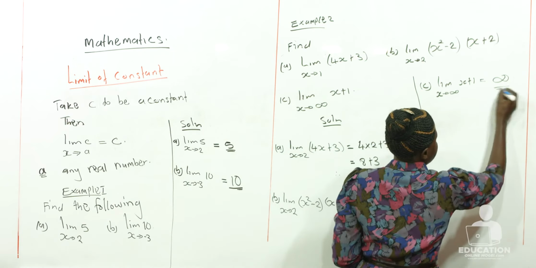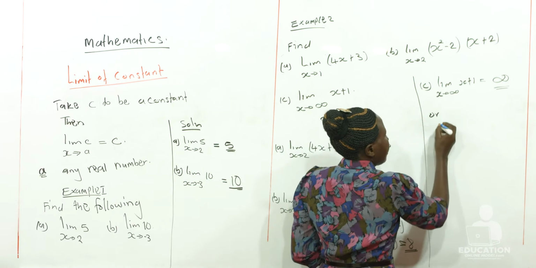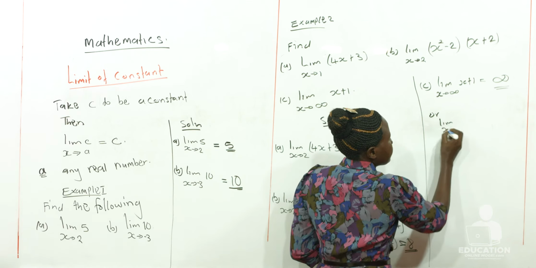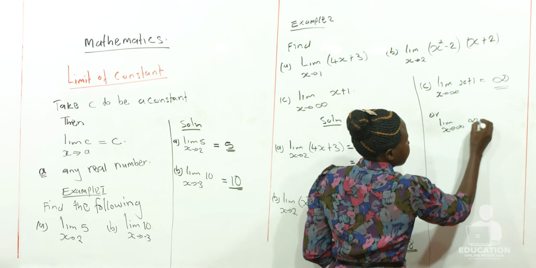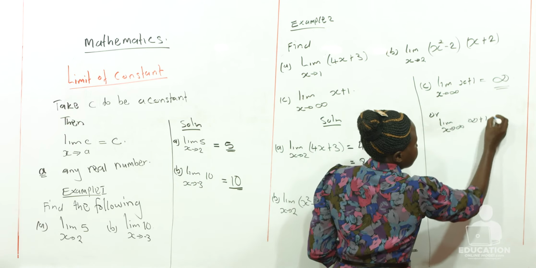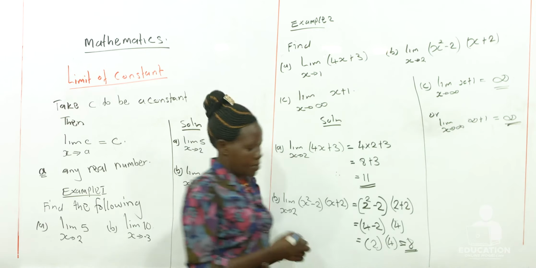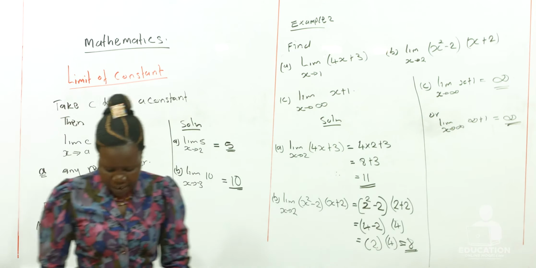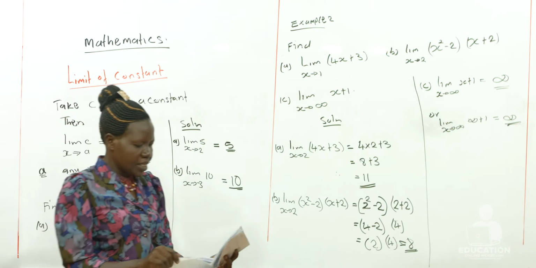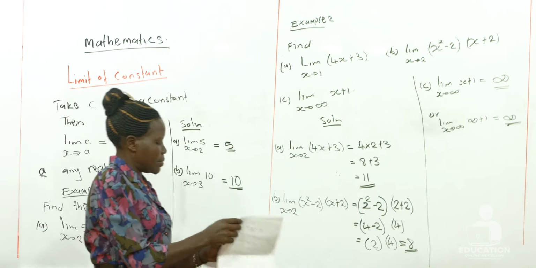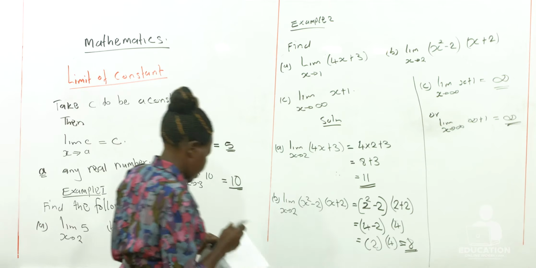So that is your answer. Don't get confused at that stage. You will simply say, lim x approaches infinity is the same as infinity plus 1, which will give me infinity. So that is your answer for part C. So dear learners, after seeing those examples, we can move to example number 3.